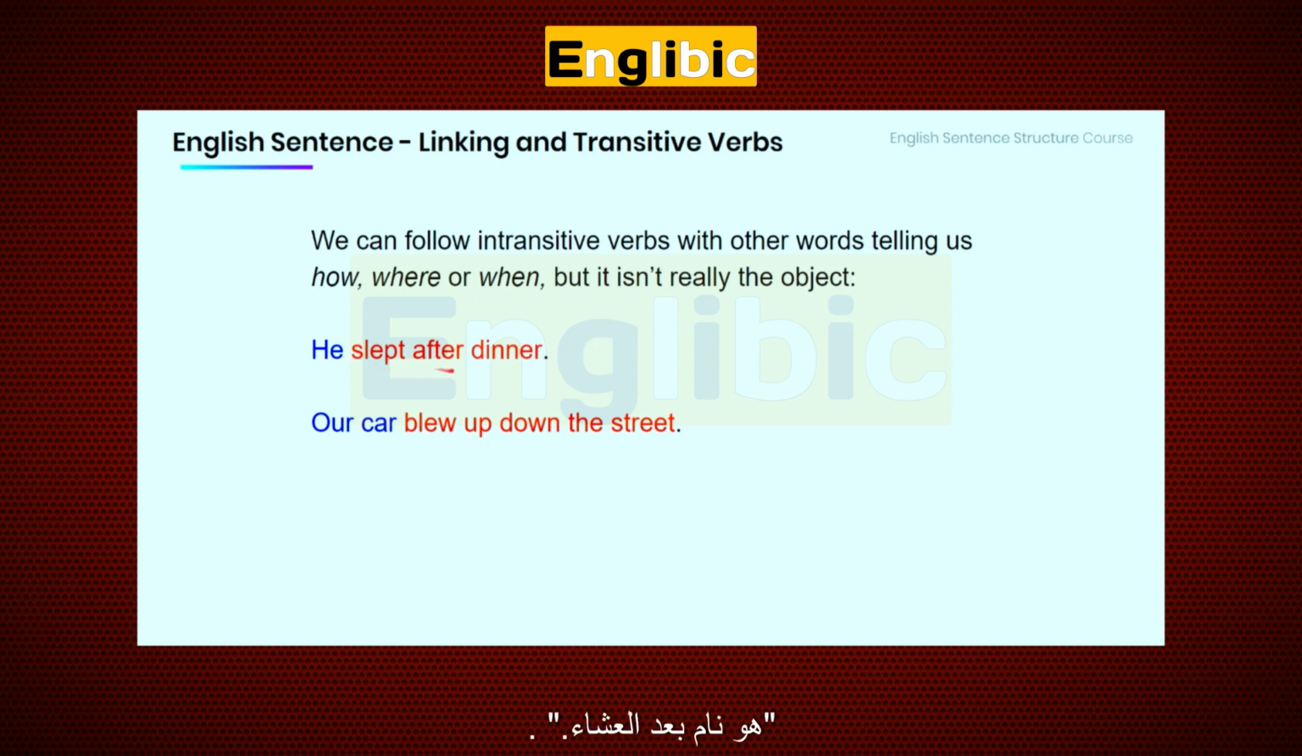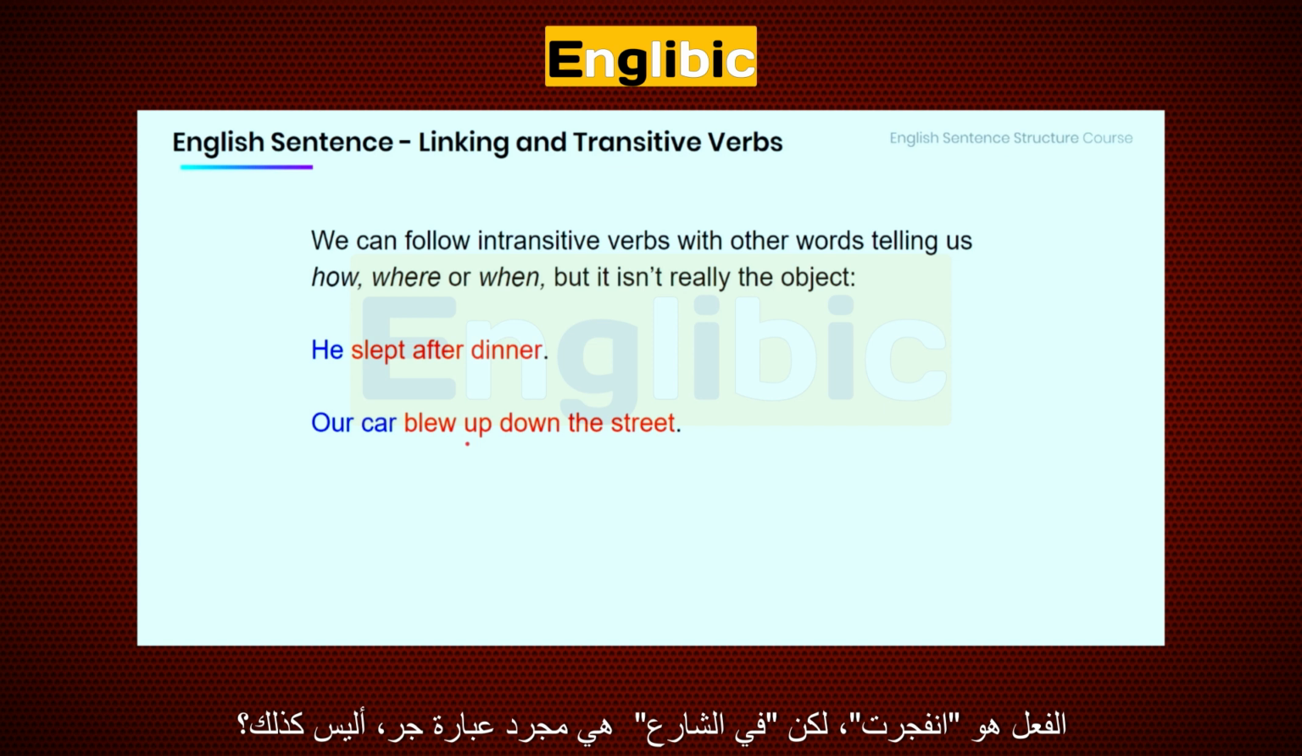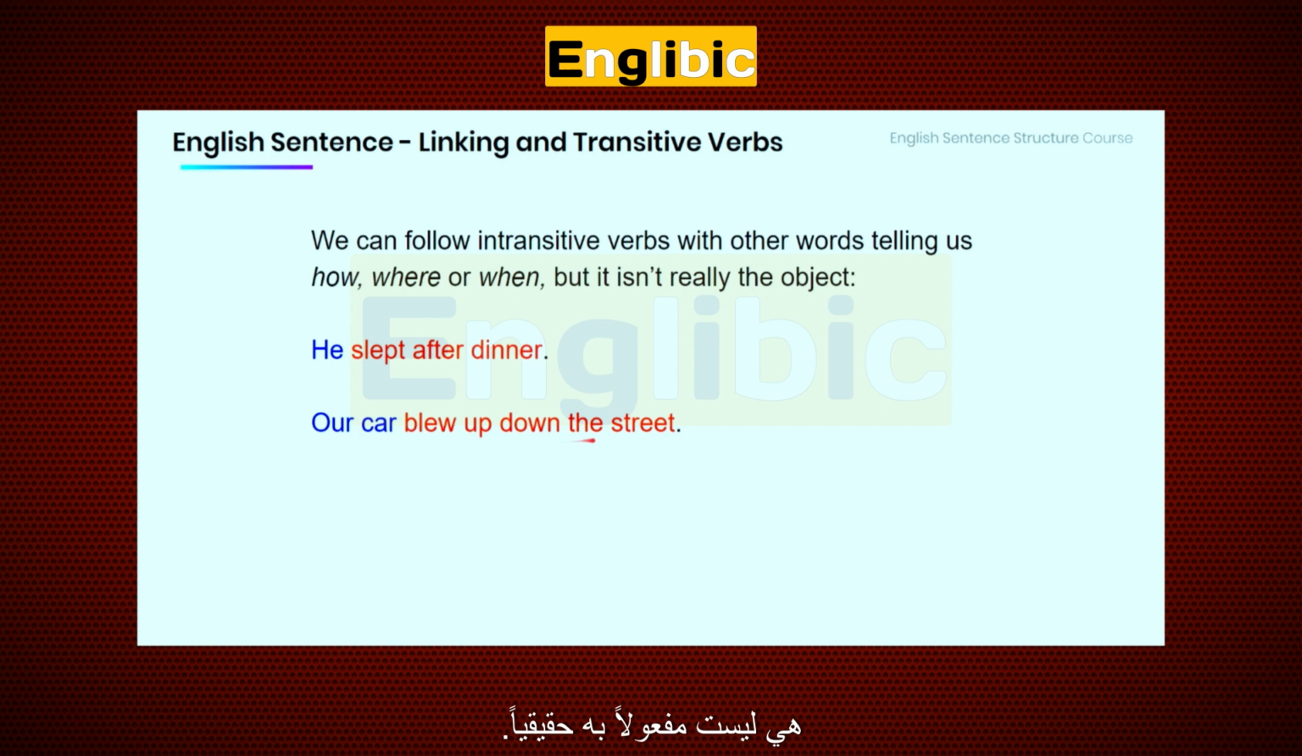So, he slept after dinner. We could end the sentence with just, he slept. And that would be an intransitive sentence. But after dinner is not our object, right? Dinner is not receiving the sleeping. After dinner is just telling us when. Okay, when did he sleep? He slept after dinner. Here, our car blew up down the street. Right? Our car is the subject. Blew up is the verb. Okay? But down the street is just a prepositional phrase, right? It is not an actual true object.